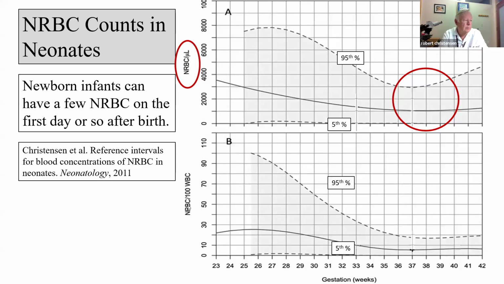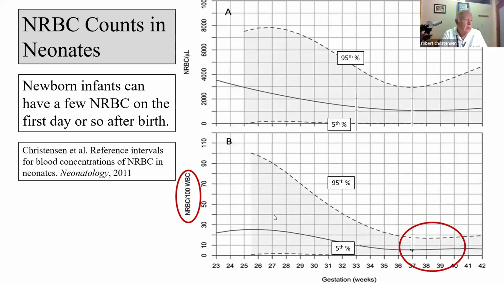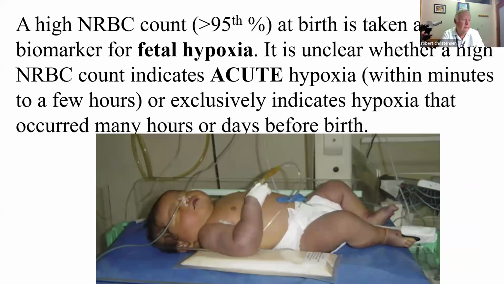Now, the same principles apply to this one, which is nucleated red cells per 100 white cells. And 0 nucleated red cells is perfectly normal. On average, they have maybe 6 or 7, with an upper reference interval of perhaps 13 or 14. So above 13 or 14 is above the 95th percentile, hence abnormally elevated.